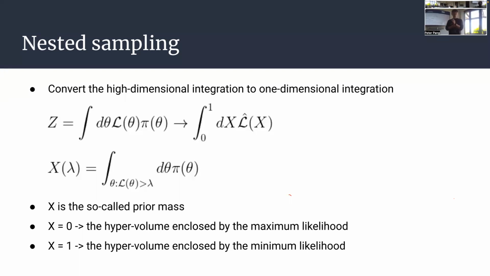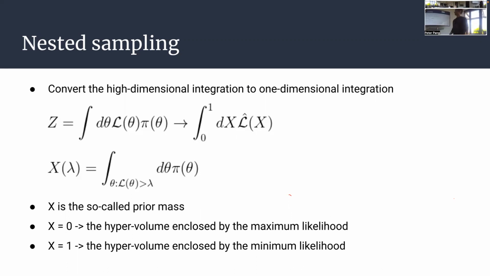That's the prior mass. You can see that for a prior mass of 0, you're enclosing the maximum likelihood point. So therefore, it's no prior mass, of course. It is nothing, it's just 1 point. If a prior mass of 1, now it's the other way around. You're enclosing everything, like the minimal likelihood in the whole parameter space.